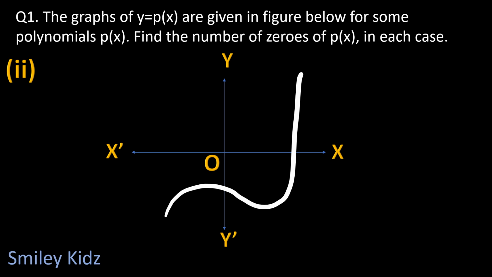Moving ahead, we have the second sub-question. We already know the fact that how many ever times the graph touches the x-axis, those many zeros we get. So in this particular case, if you observe, we have only one such point where the graph is intersecting the x-axis. Right. So how many zeros are there? There is just 1 zero for this particular graph.